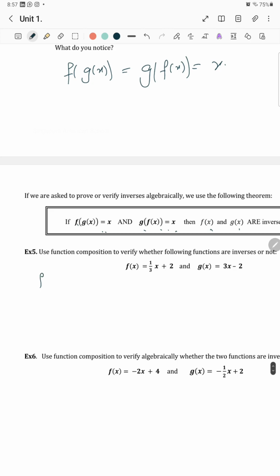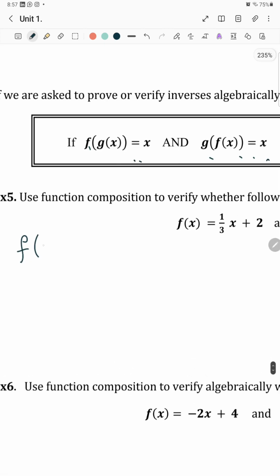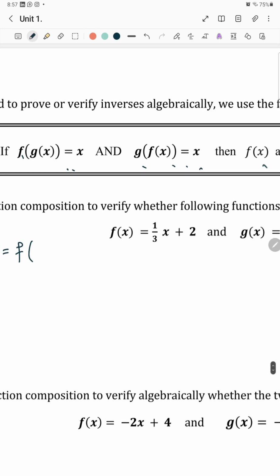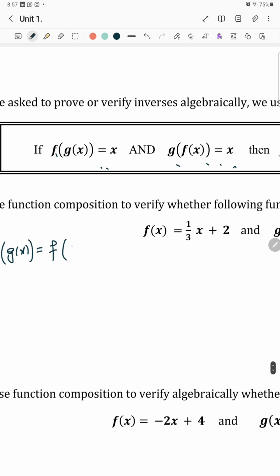So to verify, first of all we will find out f of g of x, which is equal to f of, what is g of x? 3x minus 2. So f of x, what is f of x? 1 over 3 times x plus 2. What is x? 3x minus 2 plus 2. So it's going to be 3x minus 2 by 3 plus 2.